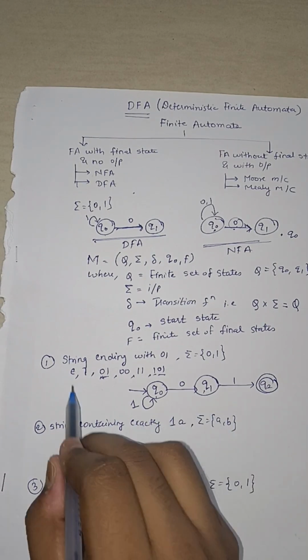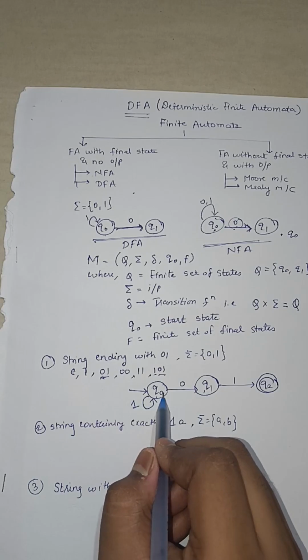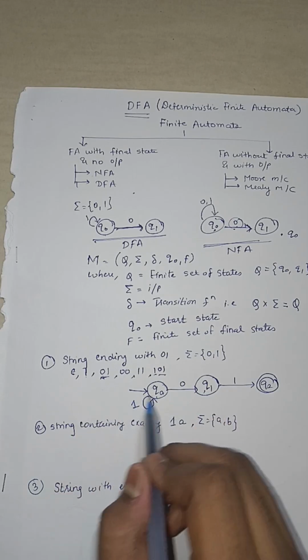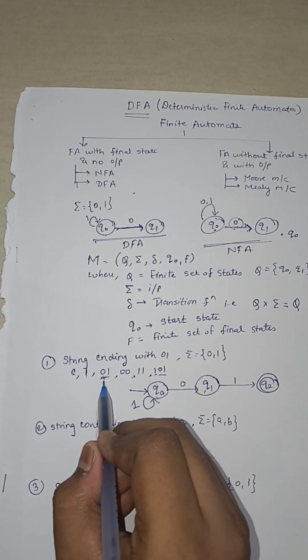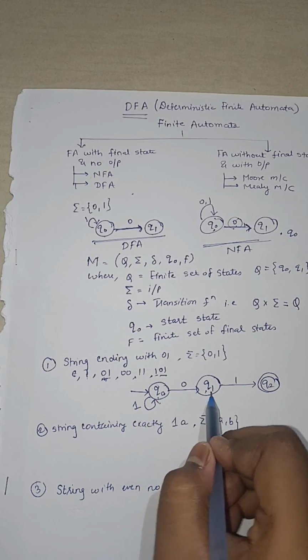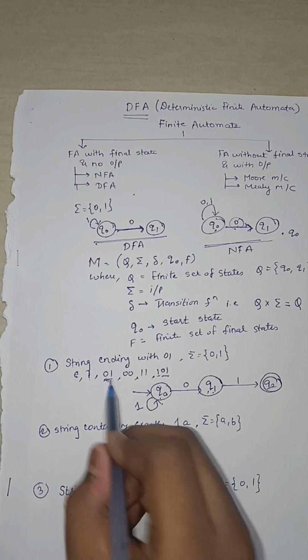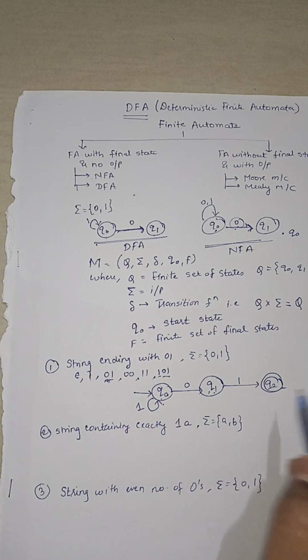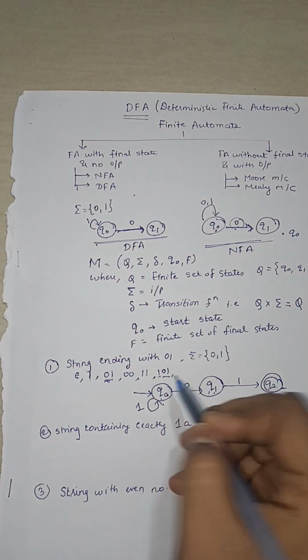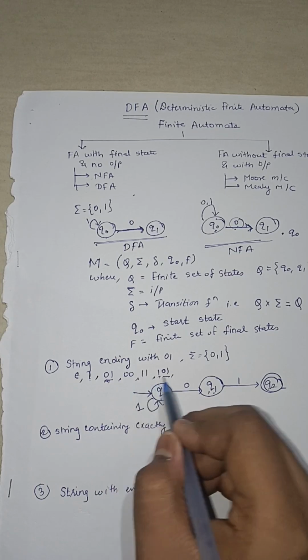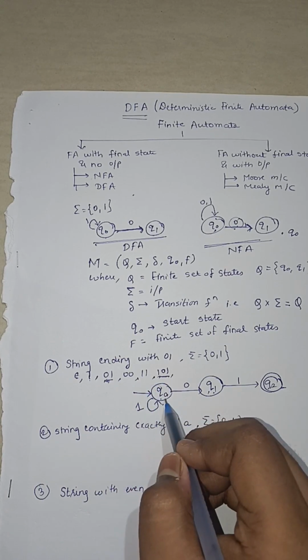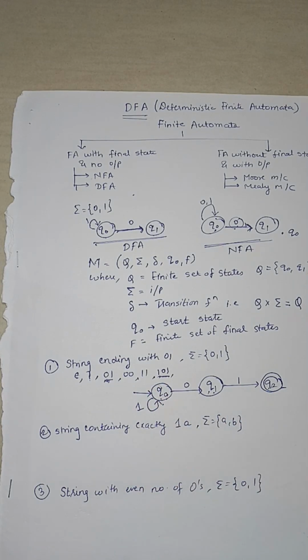Now see, for epsilon it is on the same state, a non-final state. For 1 it stays in a non-final state, but for 0 1, it receives 0 to q1 and q1 receives 1, it goes to q2. Means yes, it is ending with 0 1 and our final state is q2 and it is going to q2 only. Means it is accepting. Now see, a string like 1 0 1 1 0 1, yes, it is accepting.